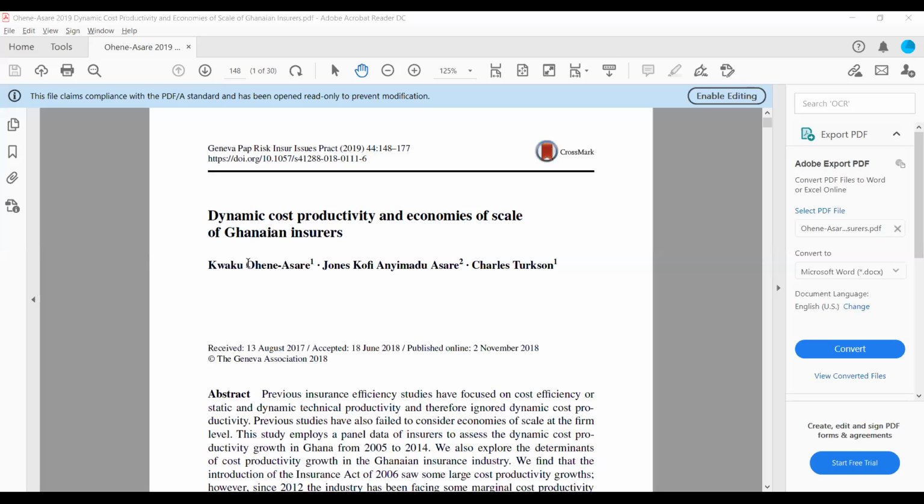I'm showing you the proposal. So as an example, let me show you guys something. I'm sharing this screen. As an example, if you look at the screen, "Dynamic cost productivity and economies of scale of Ghanaian insurance." If you look at this, which industry are we looking at here? Anybody? The insurance industry. Insurance. So if you are doing banking, I would not expect you to include this.